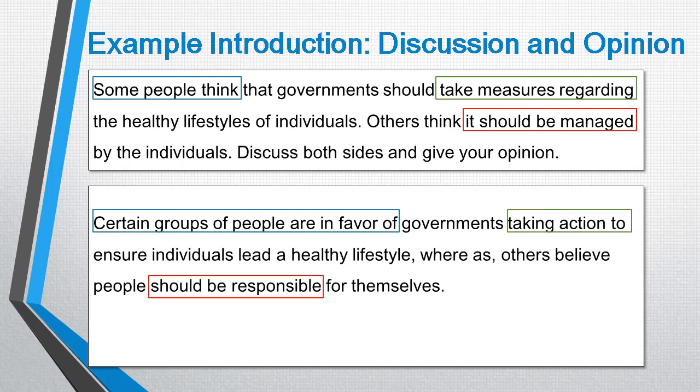We haven't changed the order of these words here, but we have combined the two sentences in the question into one longer sentence. This then gives us a complex sentence which shows good grammatical range and accuracy, which will hopefully give us a higher band score for our grammar.